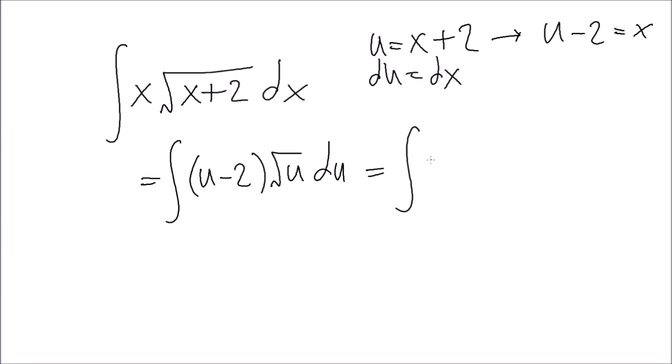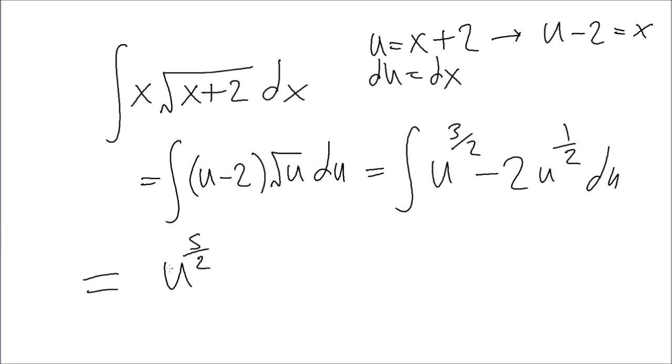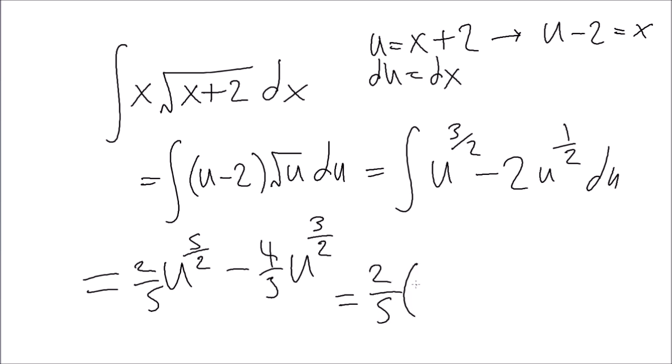Now you go ahead, apply the power rule, and then you do your own thing: u to the 5 halves over 5 halves, minus, let's see, this is 3 halves, thirds, and then let's substitute your u. u is equal to x plus 2.